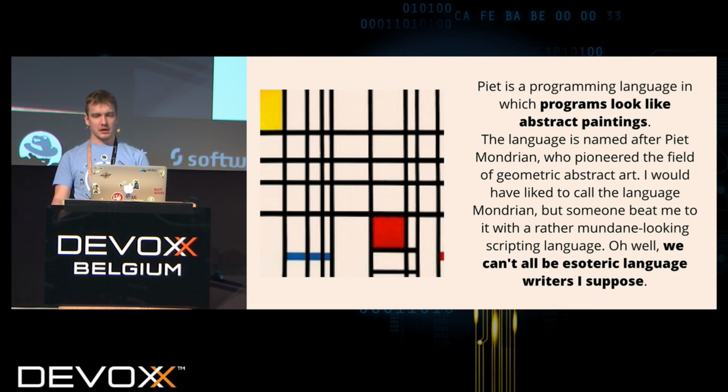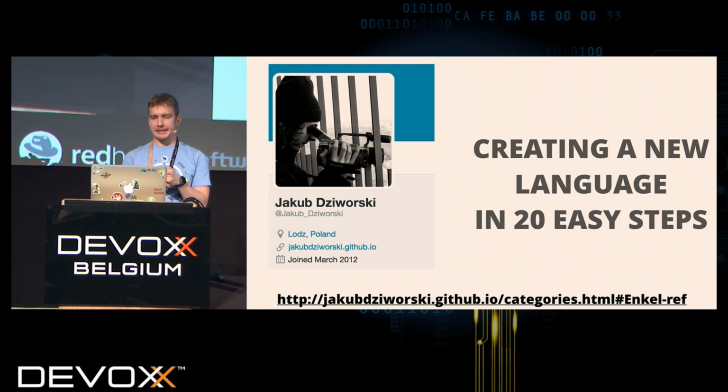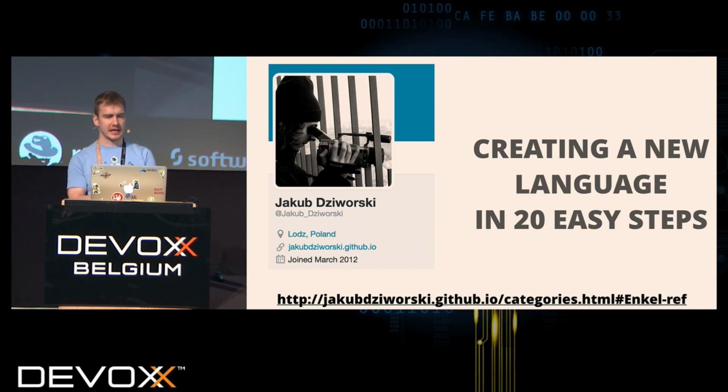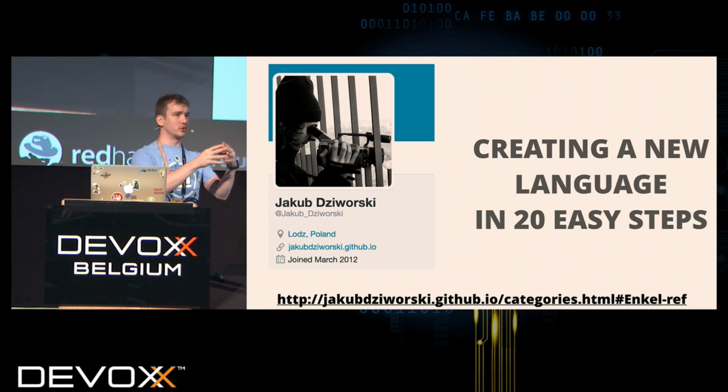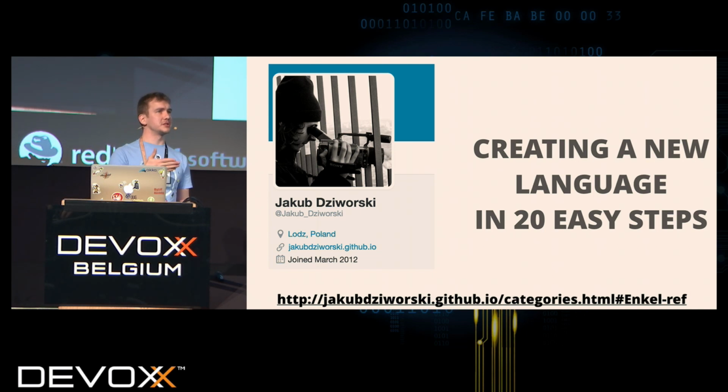So how do you create a language? There is an excellent series of blog posts about creating a language called Enkel by Jakub. And in 20 not very short blog posts, he explained and created a small, still toy language, starting from defining the grammar and how the program will look, to what the programs mean, and how to implement those details. And 20 blog posts is not a small feat.